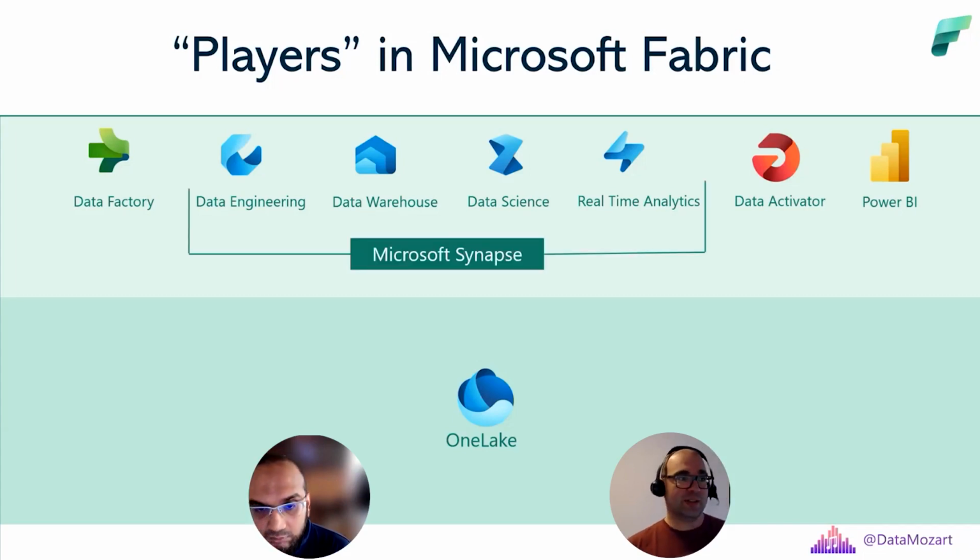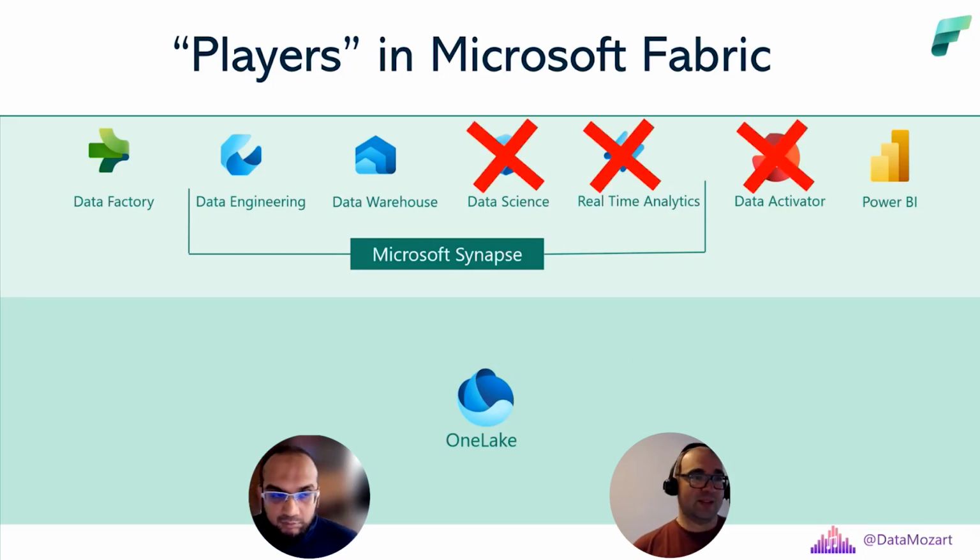Those four in the middle, data engineering, data warehouse, data science, and real-time analytics, they go under umbrella of Microsoft Synapse. And Data Activator and Power BI are separate services. Data Activator is still in preview. That's the only part of the platform that's still in preview. So Fabric is generally available, but Data Activator is not.